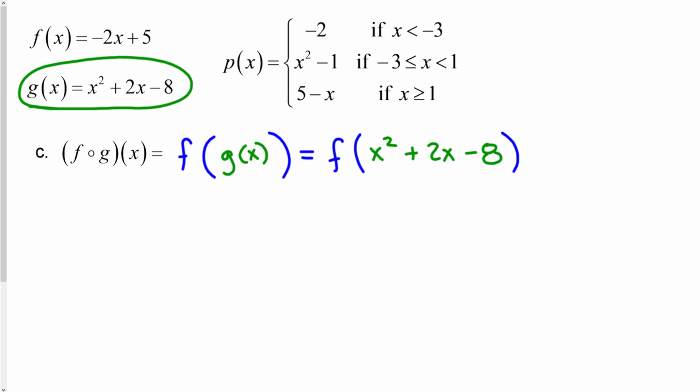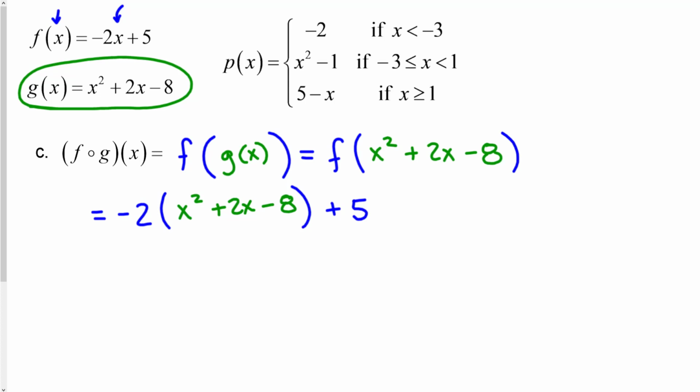And in order to evaluate f at this particular function, whatever I have placed in for x here, I'm going to replace in for x over here as well. So this is going to look like negative 2 times x squared plus 2x minus 8 plus 5. So with the different colors, you should be able to clearly see what part is g of x and how that's going into f of x.